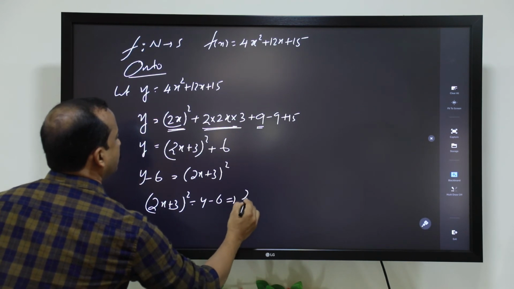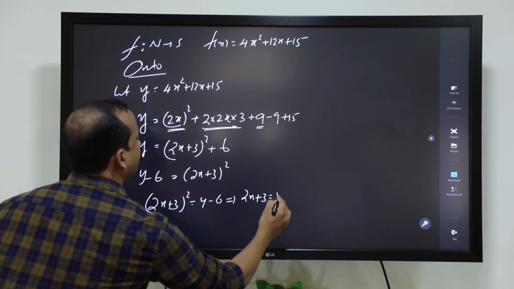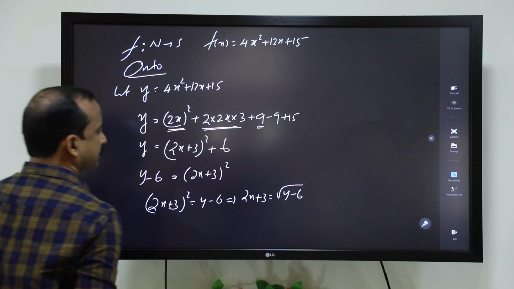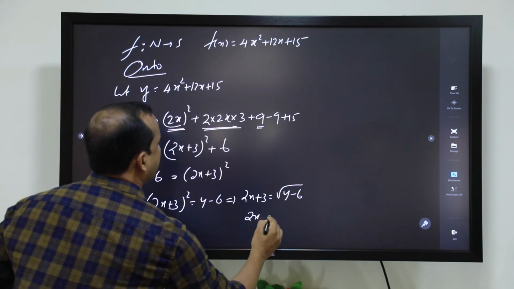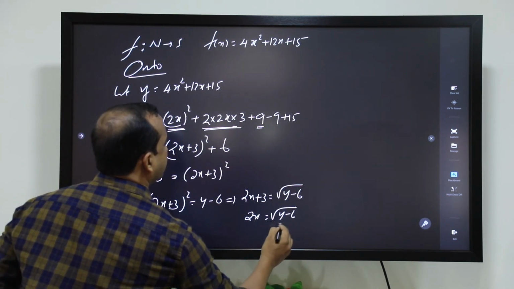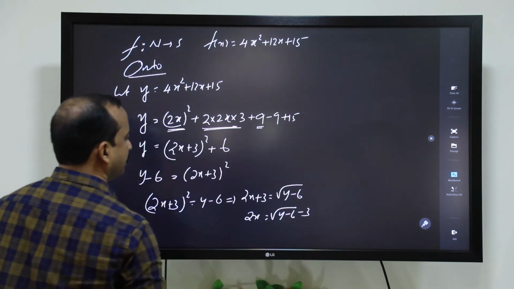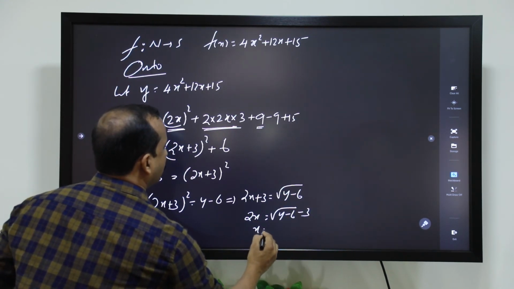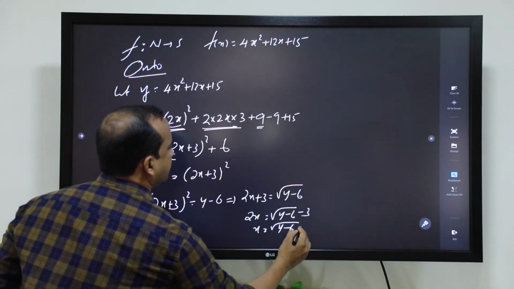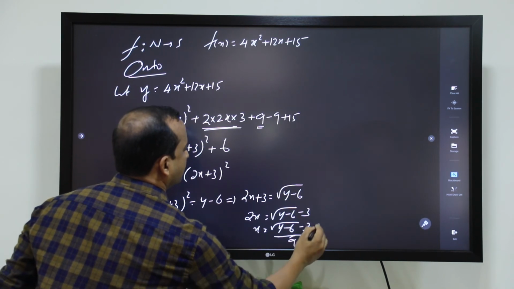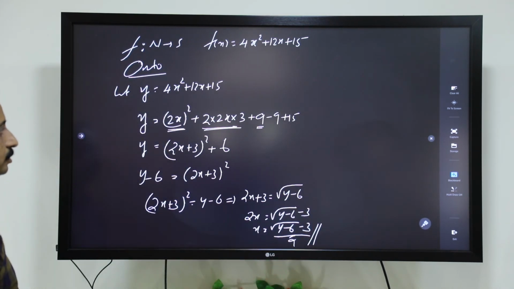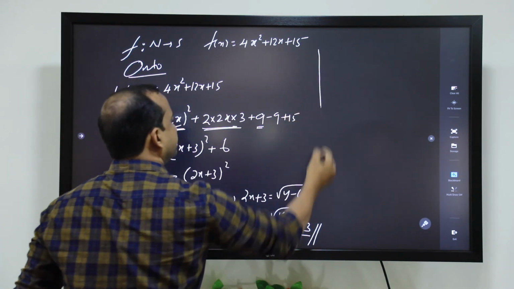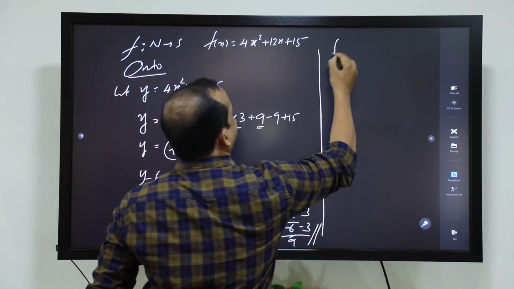That implies 2x plus 3 equals root of y minus 6. 2x is equal to root of y minus 6 minus 3, and therefore x is equal to (root of y minus 6 minus 3) divided by 2. Now we find f of x.